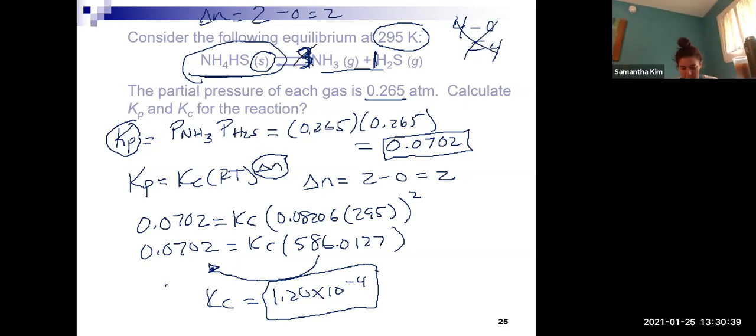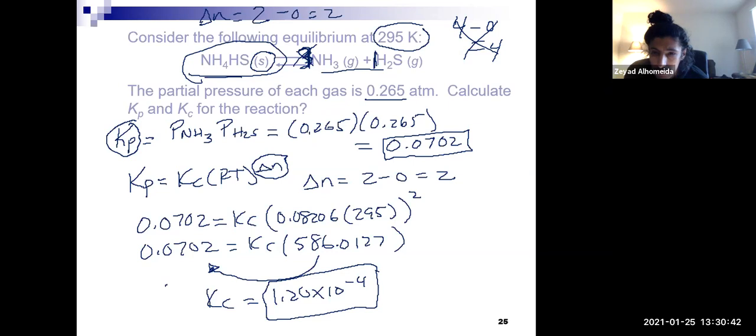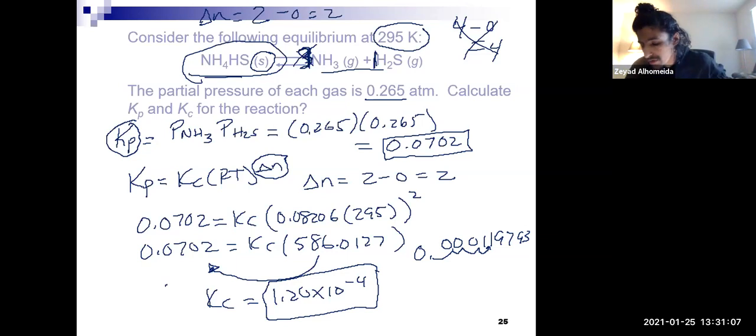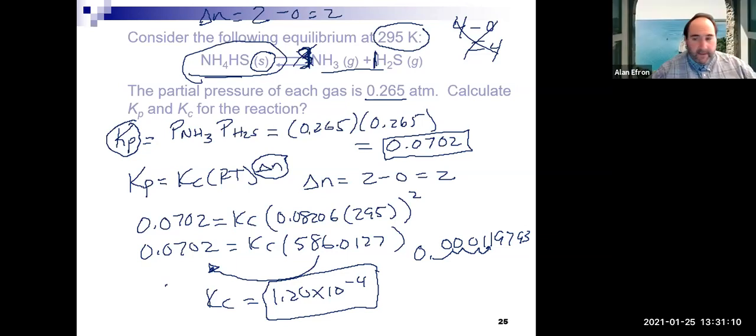Other questions? Professor, isn't it to the power of negative 3? Isn't the answer to the power of negative 3? Let me double check. 1, 2. I got to the negative 4. On my calculator, I got 0.000119793. So 1, 2, 3, and 4. Let me punch it in one more time just to make sure. Oh, it's my bad. I forgot a 0. Okay. No worries. Sorry about that. Yep, no problem. Any questions?